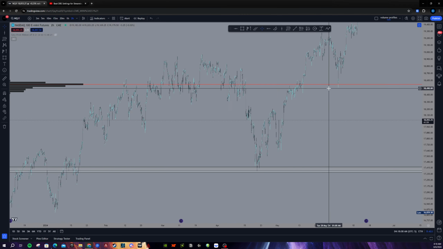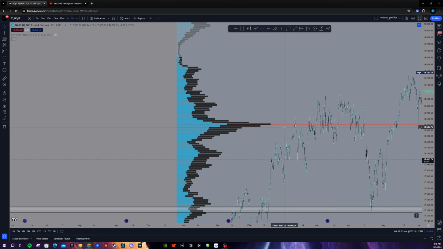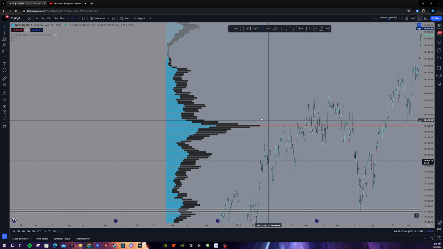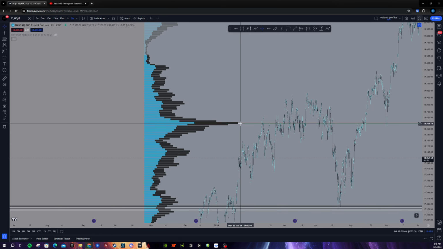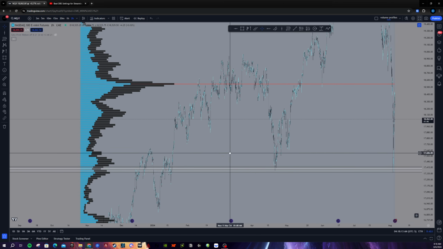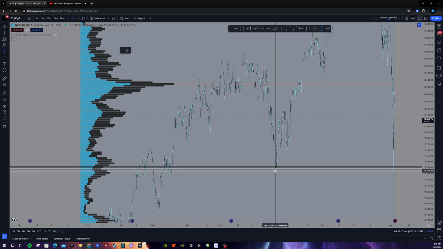So, based on this, this is the POC. This is where the most volume is transacted. Price is slowed down, meaning we're chopping. But when we see a low volume zone, we normally see expansion within the market. Okay, low volume zone, massive expansion.